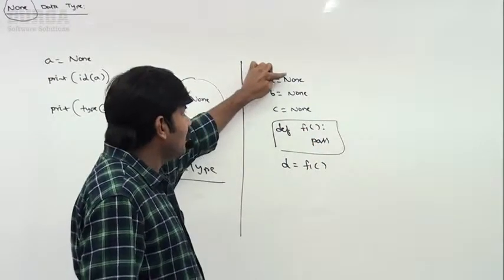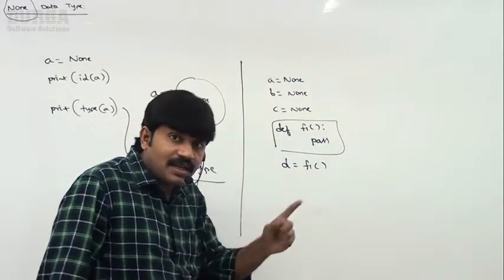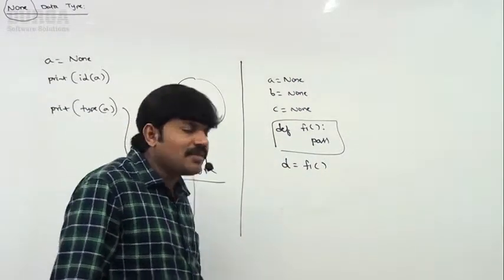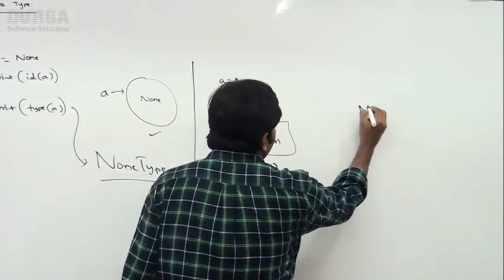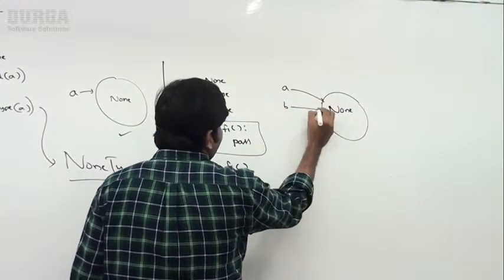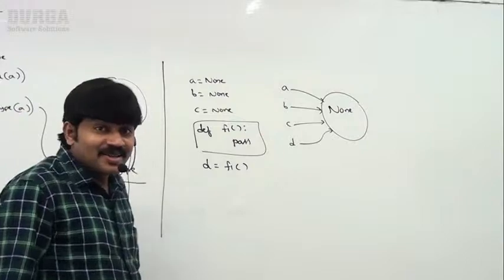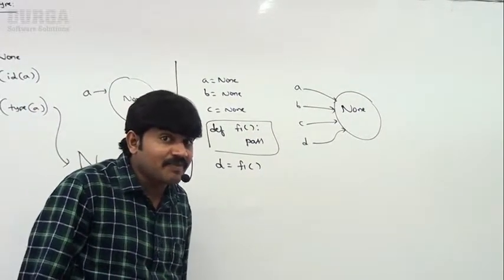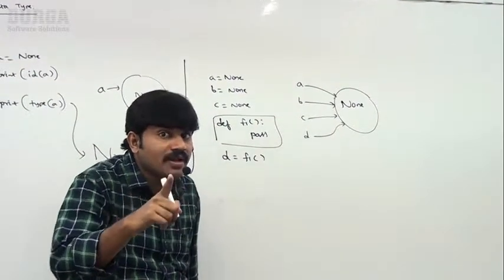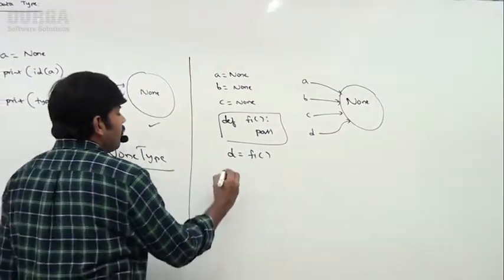So A value None, B value None, C value None, D internally contains None only. So all these will be pointed to only one None object. A is None, B is also None, D is also like this. Are you getting it? So how many None objects will be created by the Python virtual machine? Only one object. Where is the proof, sir? How can you conclude? Very simple.